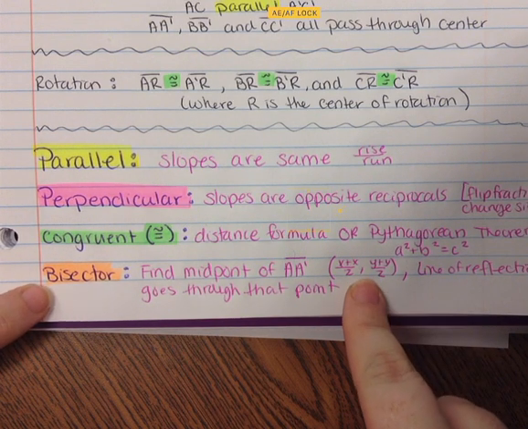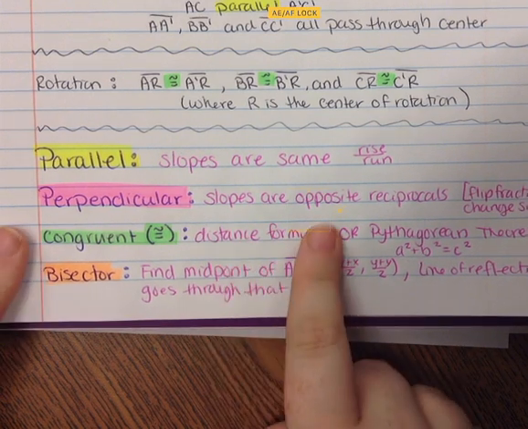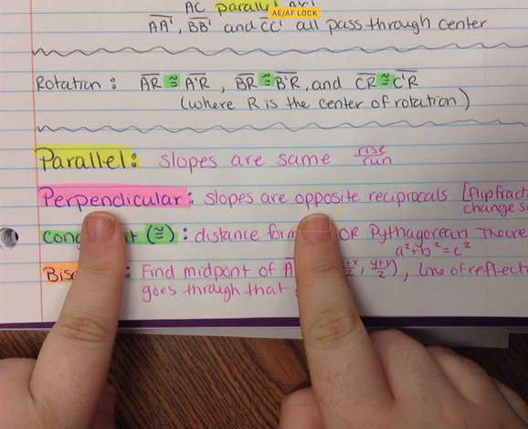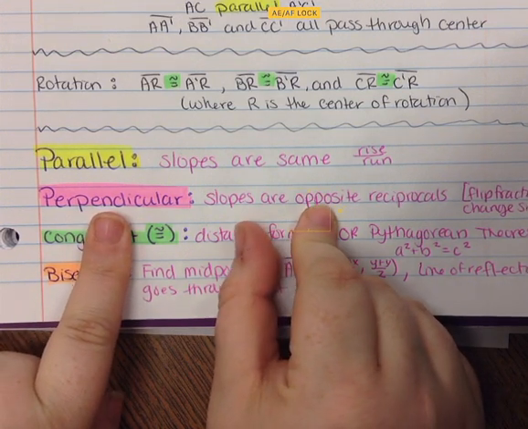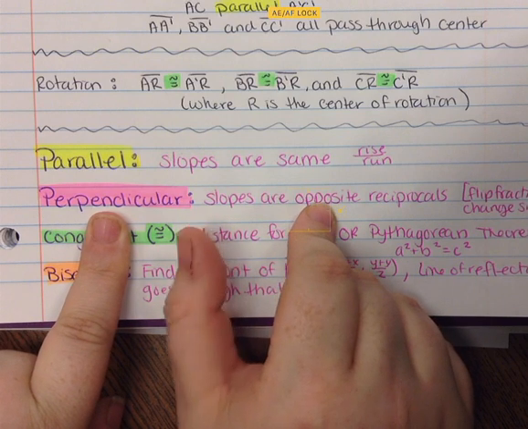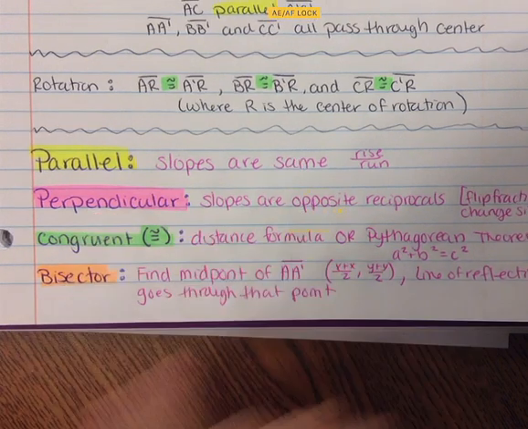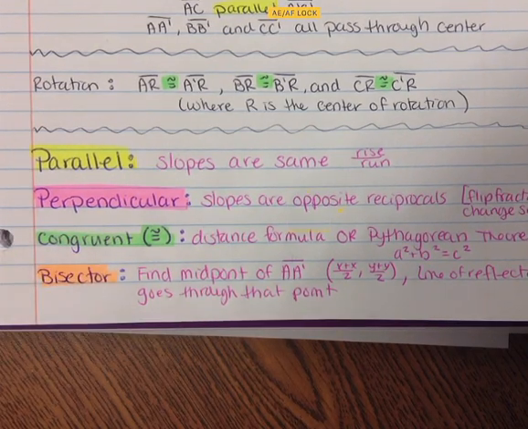And bisector, what you do is find the midpoint, and you know the midpoint will be in the middle of our segment. So if I see that my point ends up here, I know that's not the middle. So I know it has to be in the middle, so I have to at least get close to it and make sure that that is a correct coordinate. These are the rules and the steps to prove that the transformation is occurring.